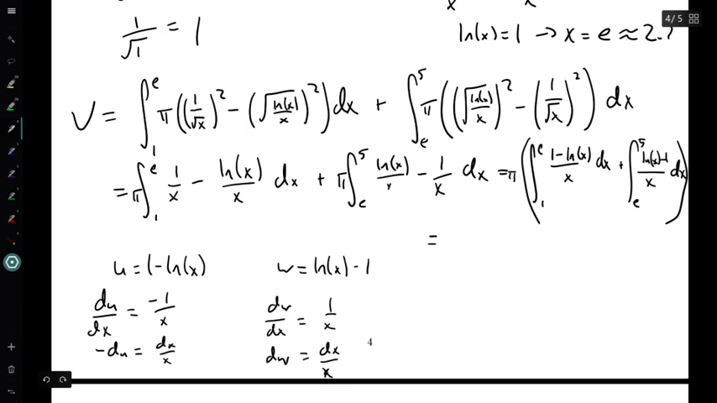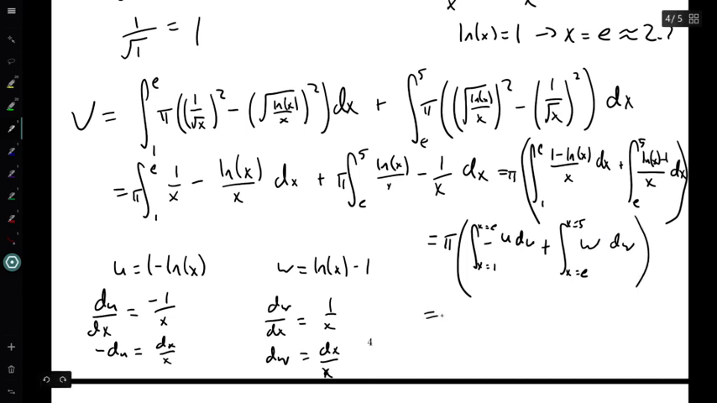Great, so I have pi sticking around. I have the integral from x equals 1 to x equals e of 1 minus log x, which I said was u, and the dx over x is a du, minus a du. Plus the integral from x equals e to x equals 5 of log x minus 1, which is w. The dx over x is this time dw.